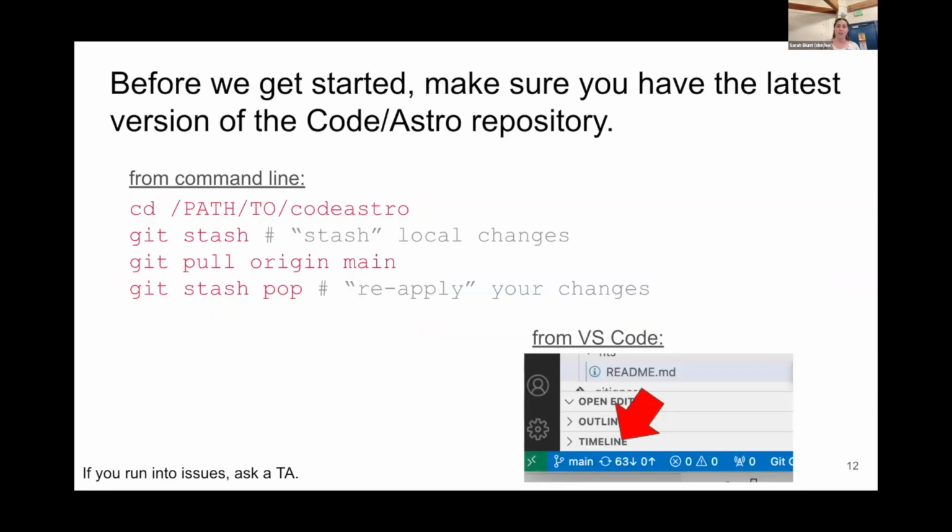And as a reminder, as always, just make sure you have the latest version of the Code Astro repository. So you can either do this from the command line, stash your changes, and then pull down the changes from main, and then apply your changes. You can also just sync here, especially if you have a forked version. All right, I think that's it. So let's get started with testing.